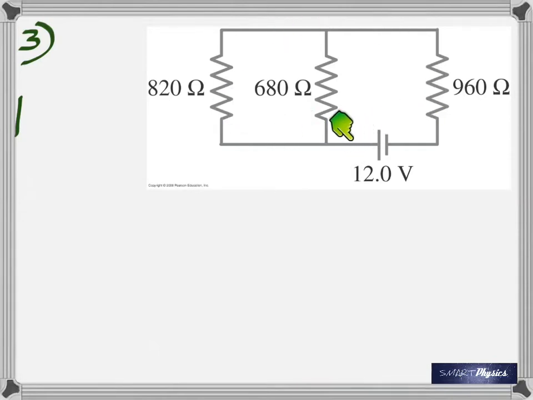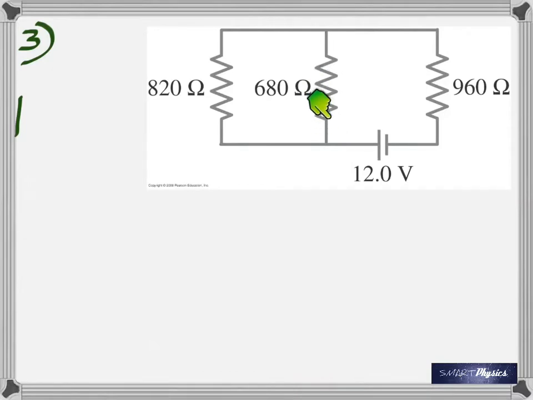So when the current reaches here, it's going to split into two parts. One part going through the 680 and the other part going through the 820. This means that the 680 and the 820 are connected in parallel. So that's how you figure it out.